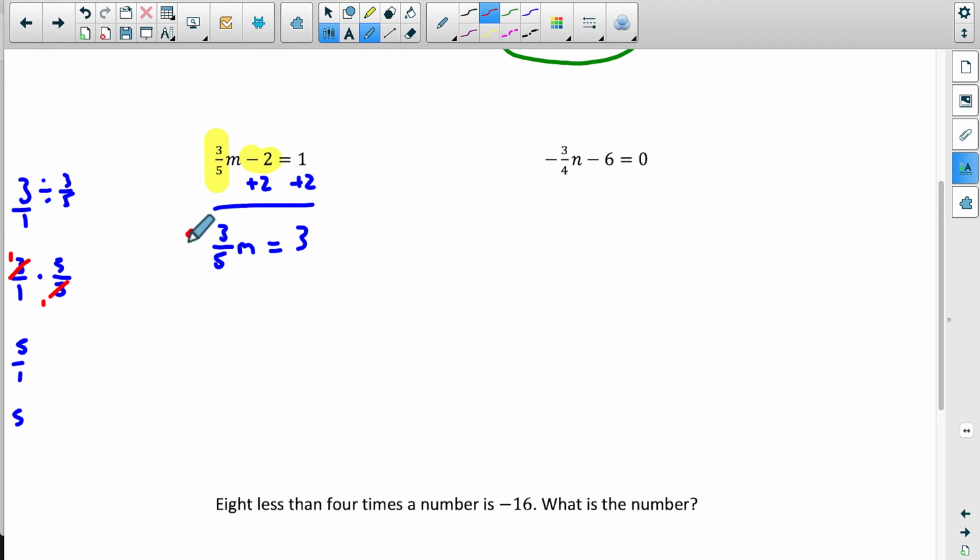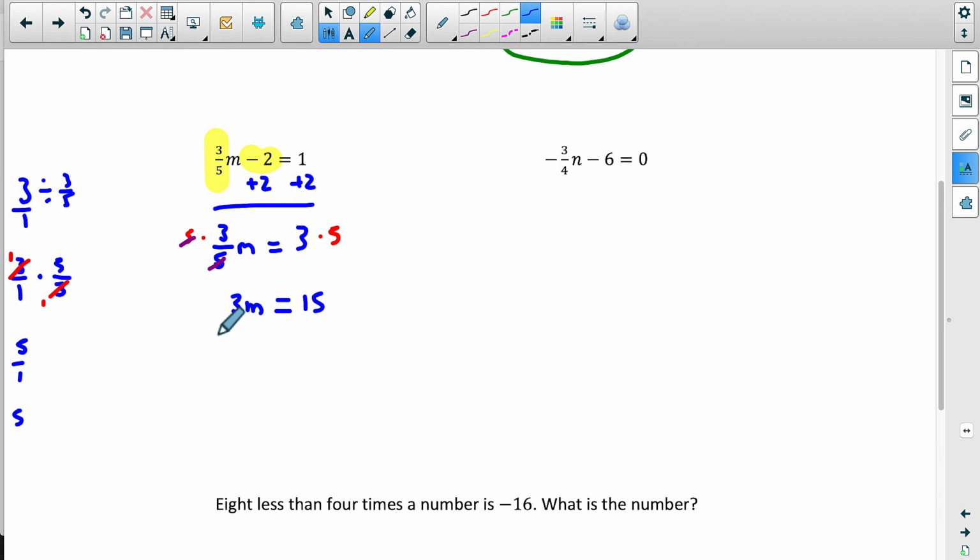We're going to multiply by 5 on this side and multiply by 5 on that side. When you do that, the 5 is going to cancel with this number because of ninja slicing. So now what you're left with on the left-hand side is just 3m. And what you have on the other side is 3 times 5, which is 15.